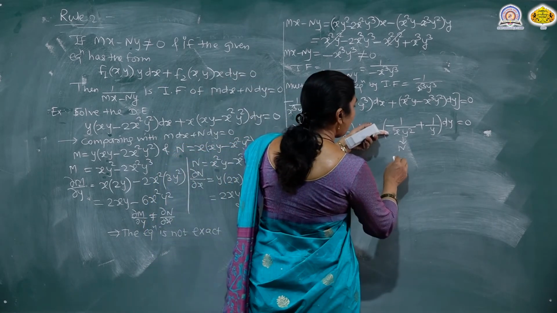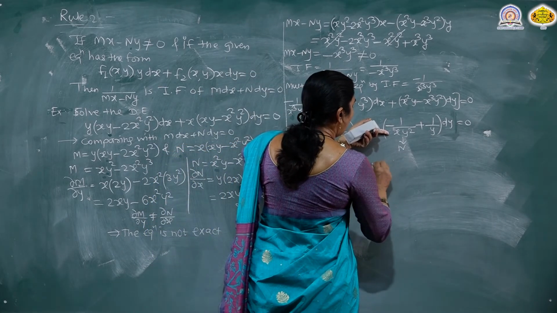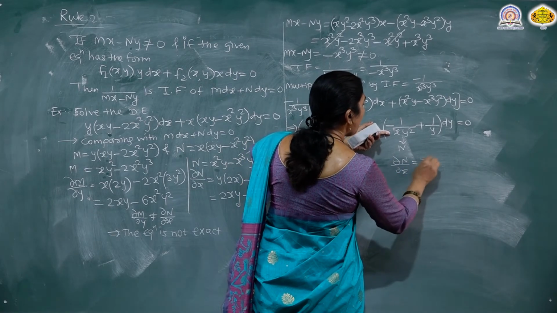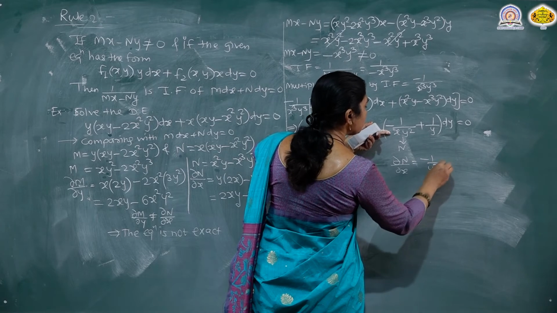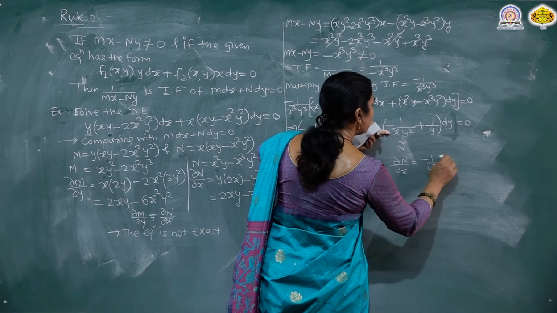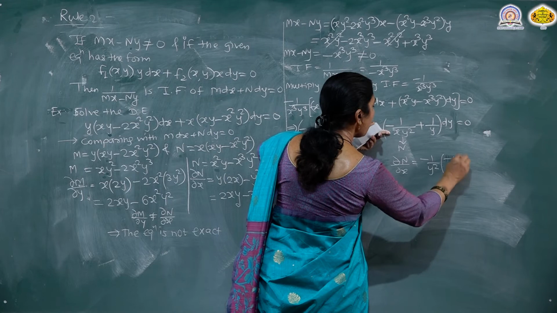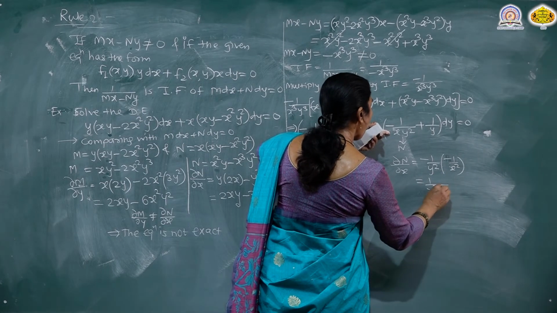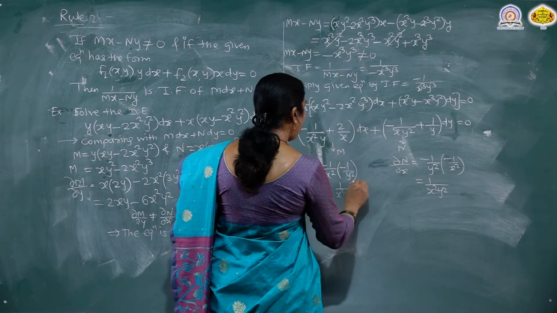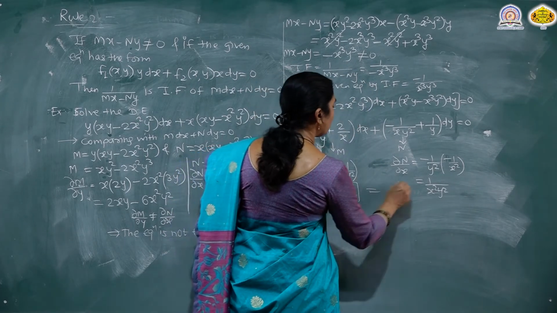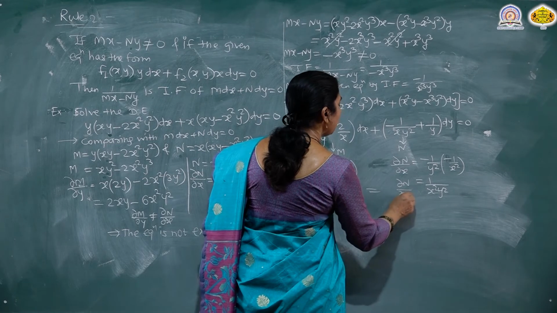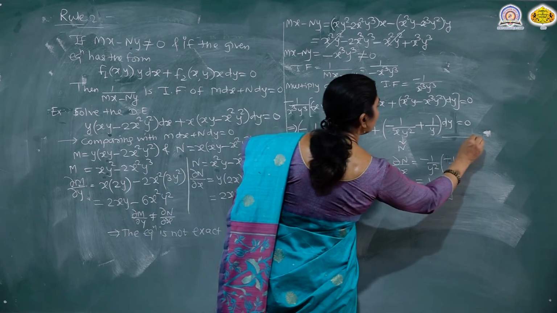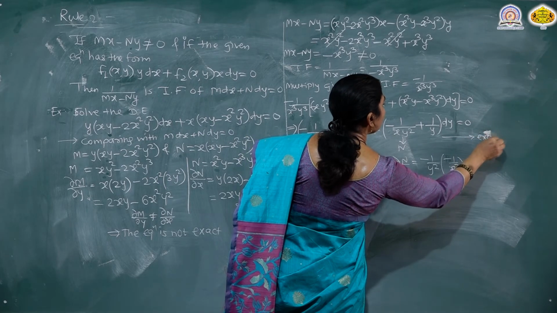See what is dN by dx. dN by dx becomes minus 1 upon y square constant, derivative of 1 upon x is minus 1 upon x square. So it is also equal to 1 upon x square y square. Observe that dM by dy is equal to dN by dx, which implies that now the equation becomes exact.